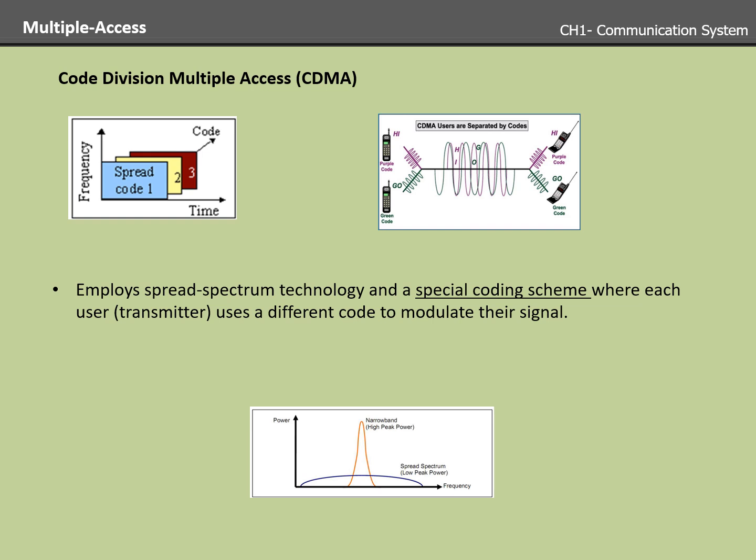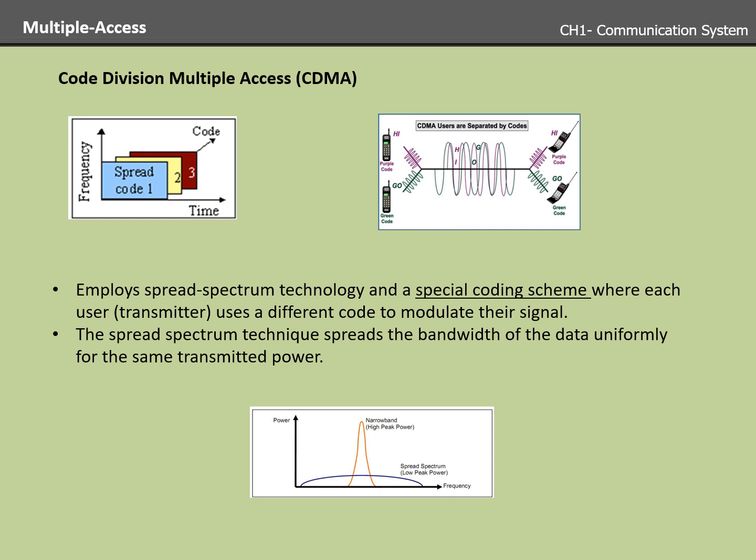Code division multiple access employs spread spectrum technology and a special coding scheme. Each user uses a different code to modulate their signal. The spread spectrum technique spreads the bandwidth of the data uniformly for the same transmitted power to better secure the system.